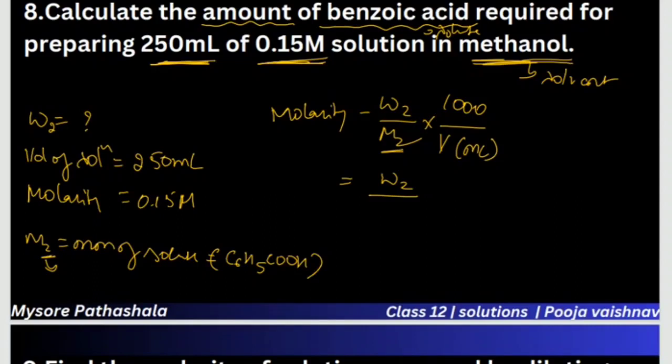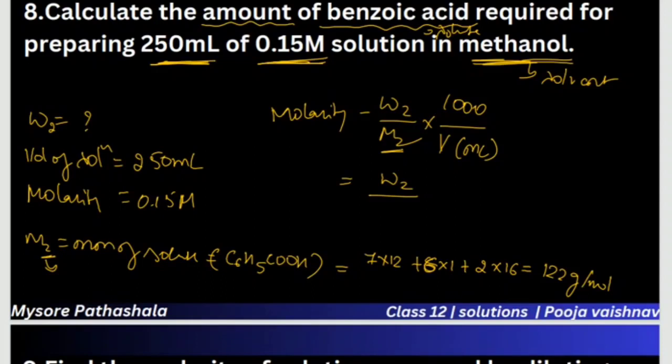C6H5COOH. So if we solve this, how many carbons do we have? Here 7 carbons, so 7 into 12, plus 6 hydrogens overall, 5 plus 1, 6 into 1, plus 2 oxygens, 2 into 16. Okay, and if we solve this completely, the molar mass of benzoic acid is going to be 122 gram per mole. So this is the value you are going to get.